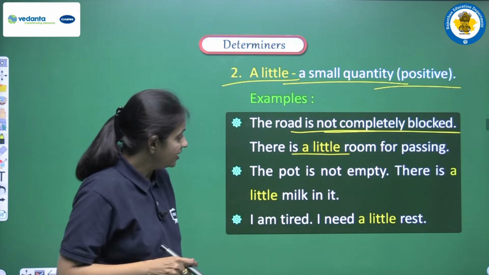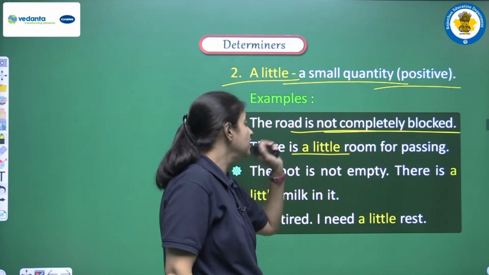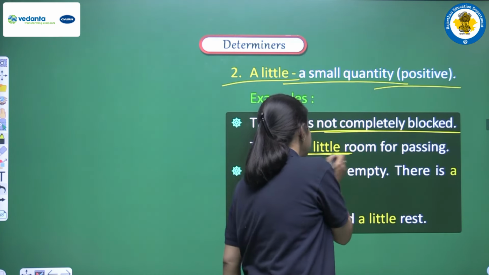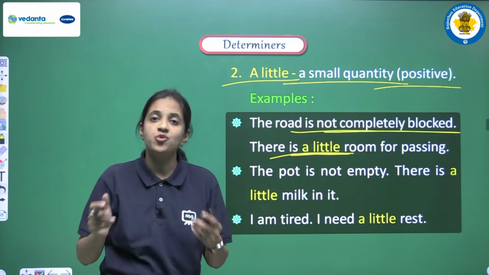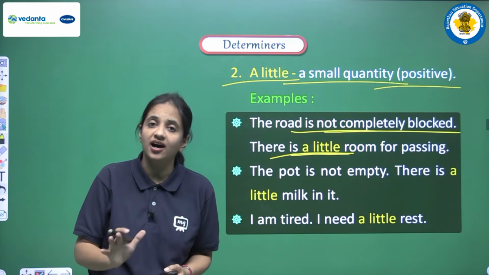So we are saying that because the road was not completely blocked, there was still some room, some space for passing, and we are using a little to show the positivity of this: अभी भी थोड़ी जगह तो थी, थोड़ा स्पेस तो था. Okay.